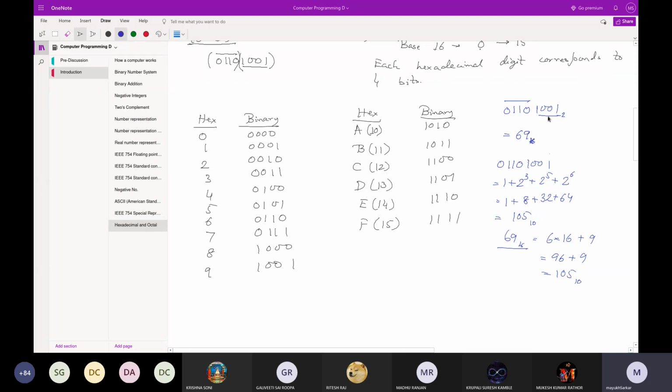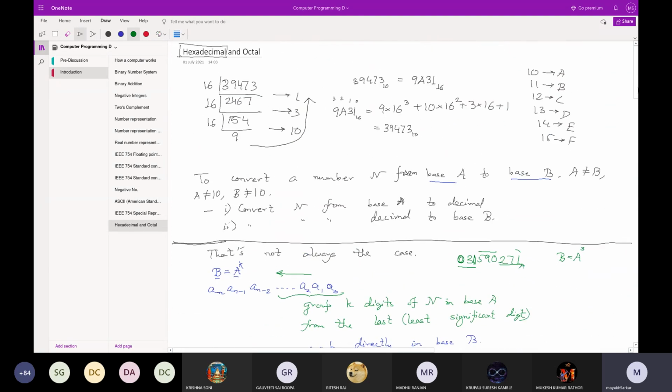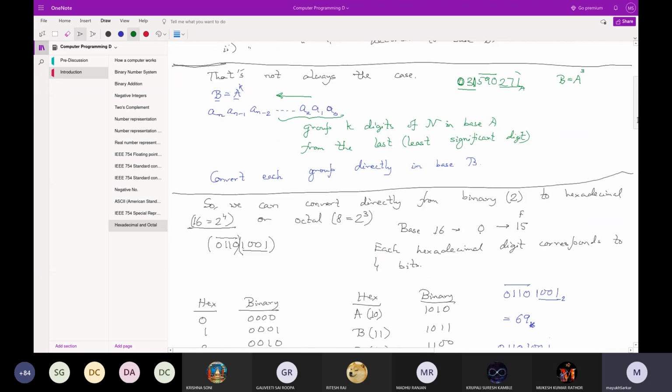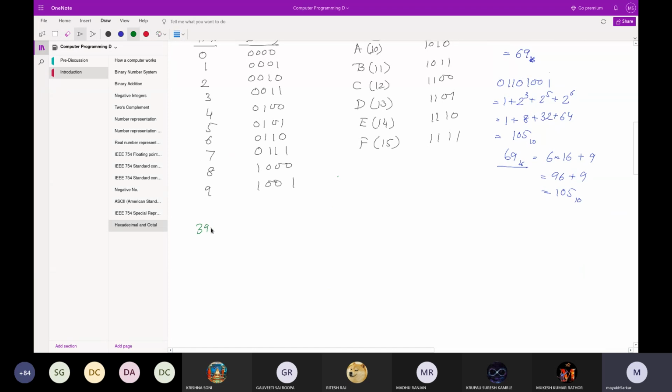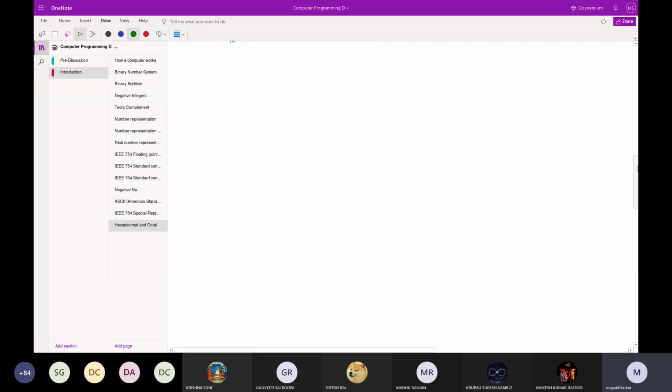You can directly convert that into hexadecimal, and obviously vice versa. If I take some hexadecimal number, say, let me take this one, 39473, getting its binary would be quite cumbersome by dividing continuously by 2, right? Hexadecimal will make it easy. So if you have a really large number, it's always advisable to go via the hexadecimal path. This will make your task easier.